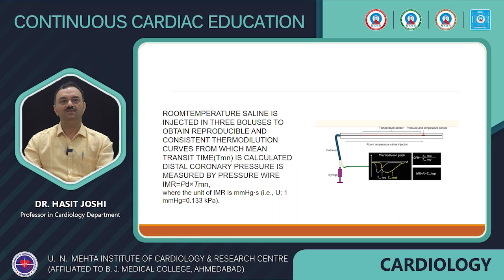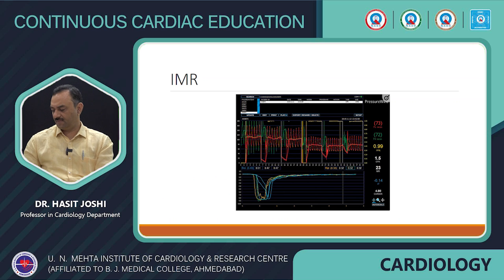is calculated. Distal coronary pressure is measured by pressure wire. Ideally a wedge pressure is to be taken, but it is difficult, and so considering it as 0, IMR is distal pressure times the mean transit time, where the unit of IMR is mmHg per second. And this is repeated with hyperemia. So rest IMR and hyperemic IMR is taken.